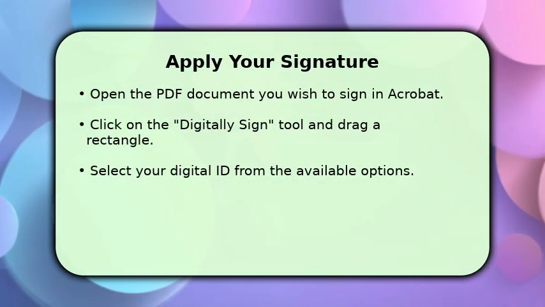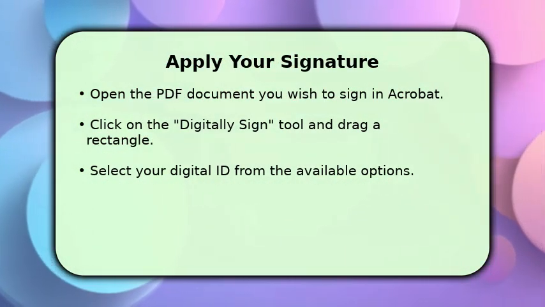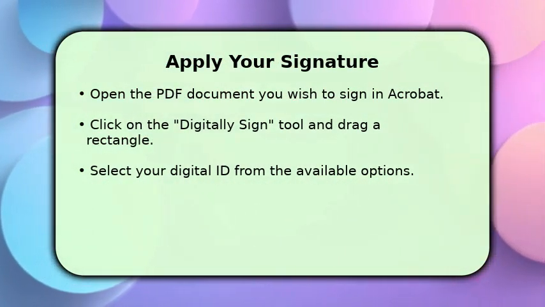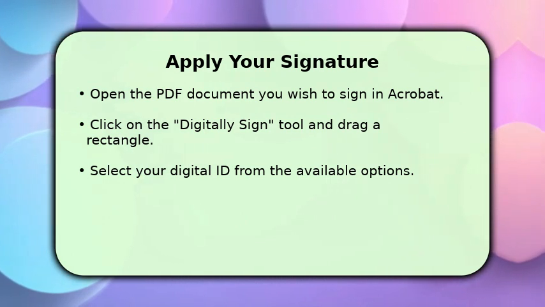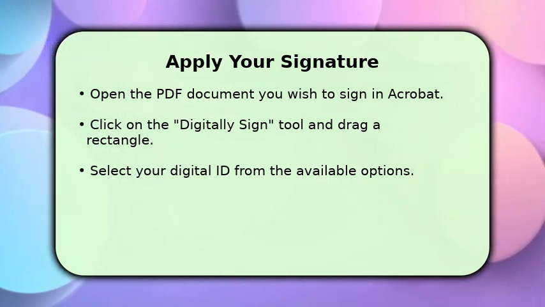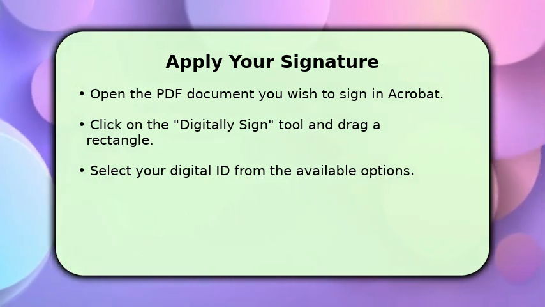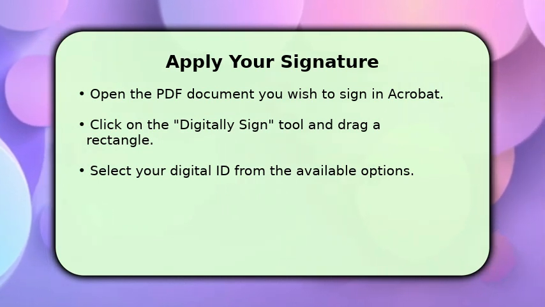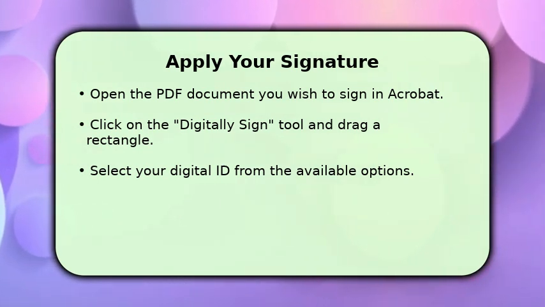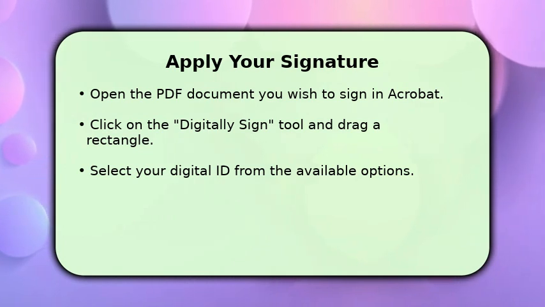Once your digital ID is ready, open the PDF document you need to sign. Click the Digitally Sign tool again, and then simply drag a rectangle where you want your signature to appear on the page. A window will pop up, allowing you to select your newly created digital ID. After choosing it, you'll be prompted to enter the password you set earlier. This final step applies your secure, verifiable signature to the document, usually in less than 5 seconds.